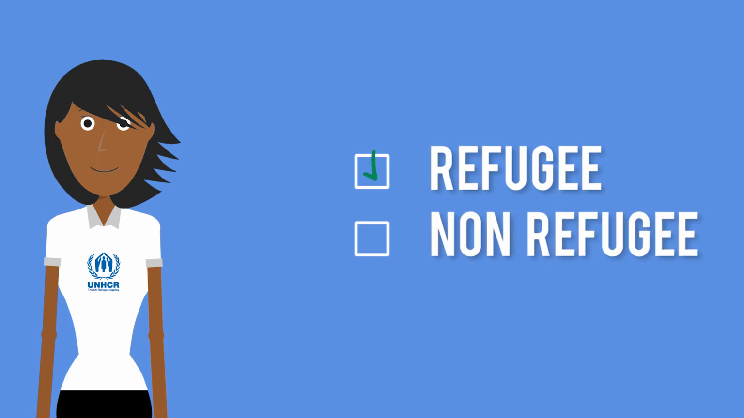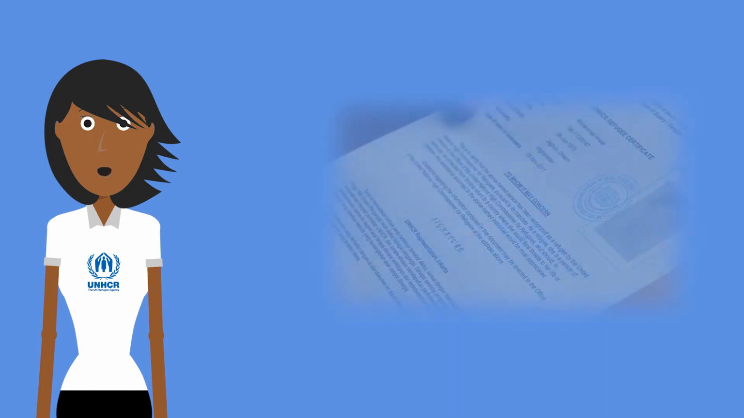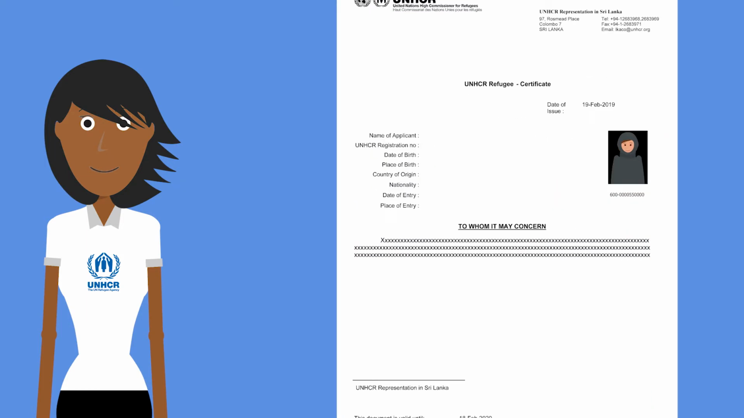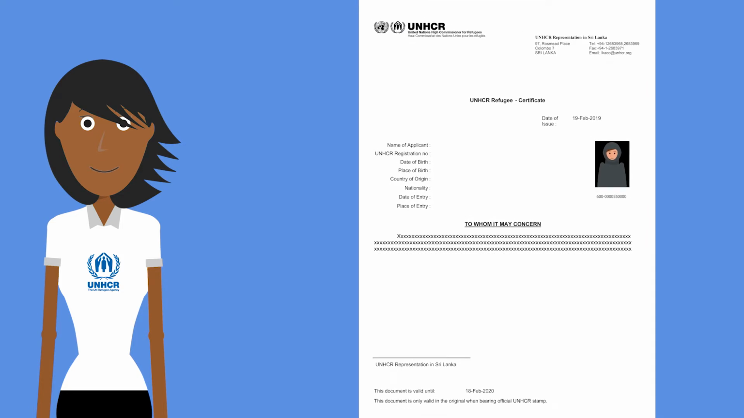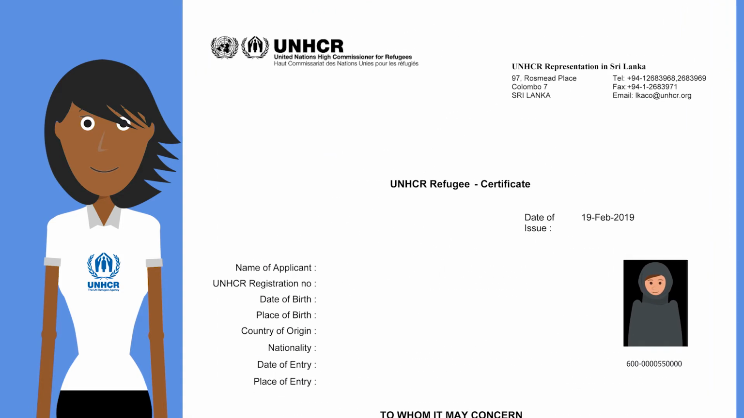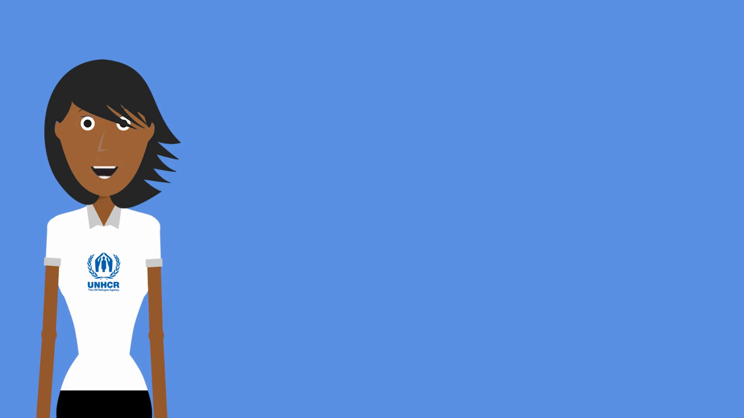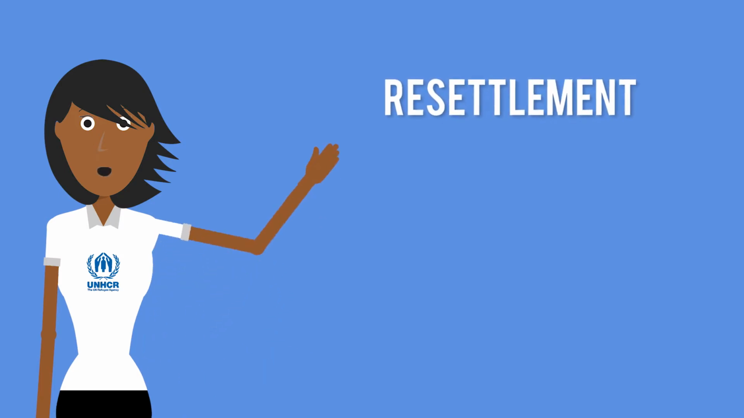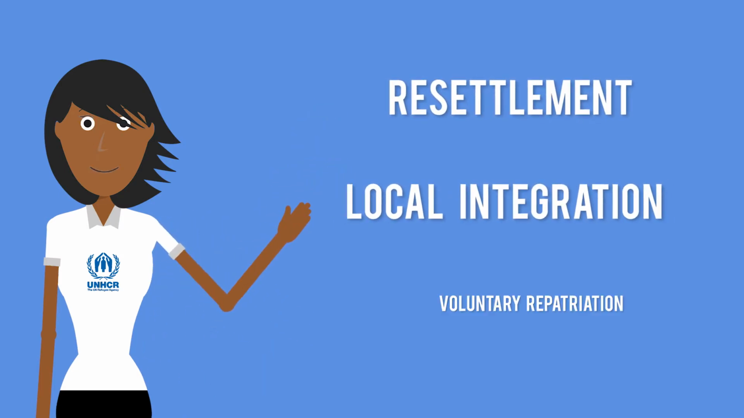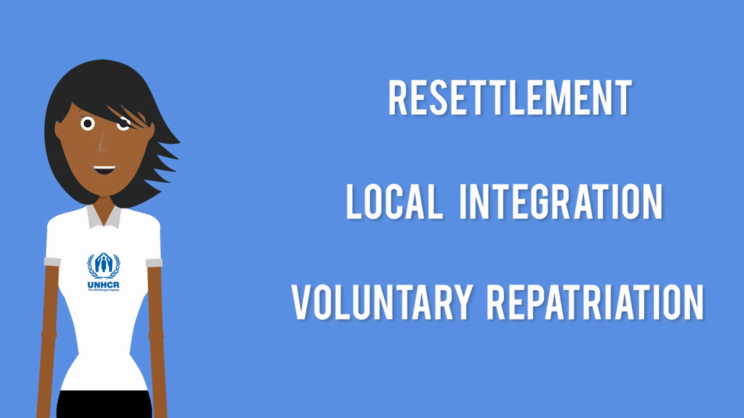If you are recognized as a refugee, you will receive a refugee certificate that will replace your asylum seeker certificate. UNHCR will then try to identify a durable solution for you, such as resettlement, local integration, or even voluntary repatriation if you so choose.